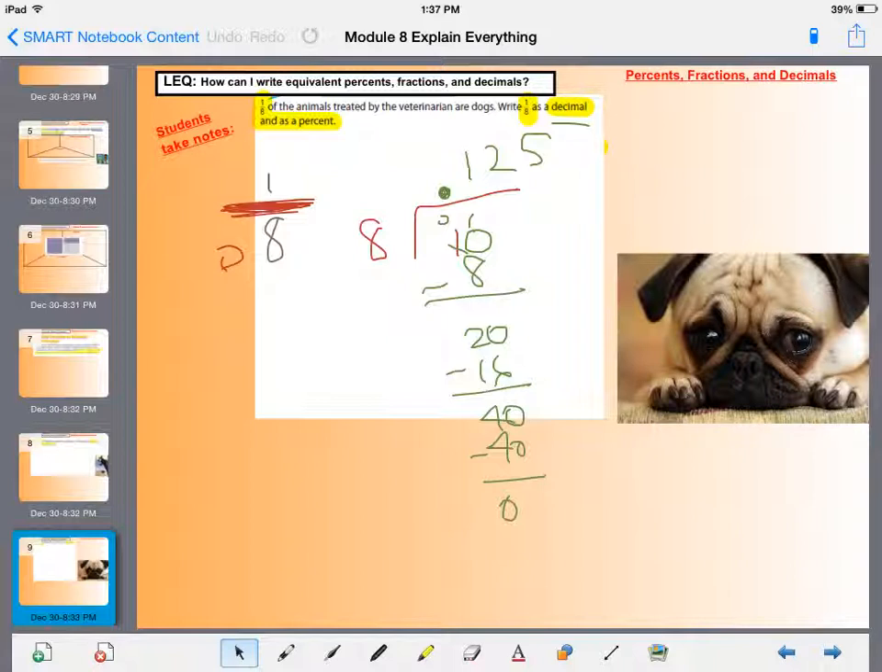And we're asked to turn that also into a percent. So percent means that we're going to move it 2 times to the right. And so our percent would be 12.5%.